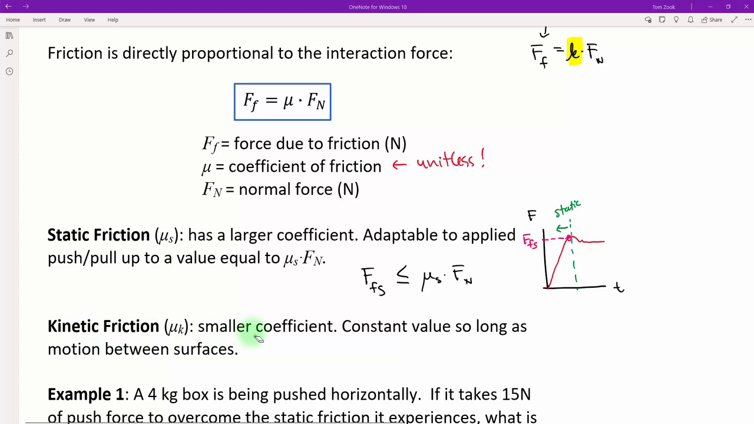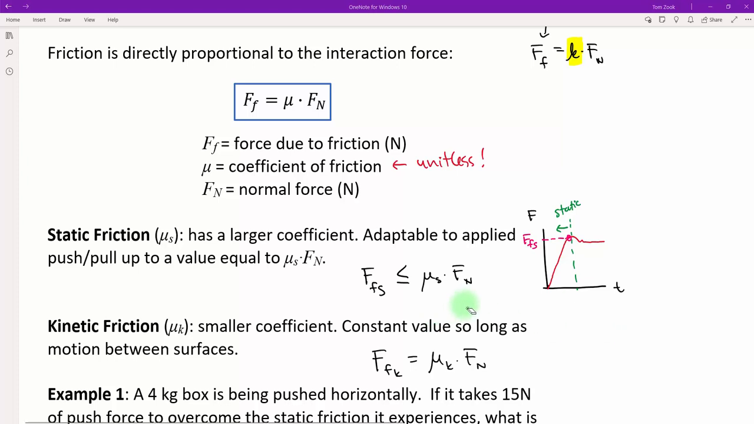And this mu value is smaller. It has to be smaller. You're not giving a chance for the particles to settle. And it's a constant. So once you're in motion, this should stay relatively constant as long as the surfaces don't alter. So instead of saying that the friction force, like in static, is less than or equal to that value, like it builds up to a point and then snaps, the kinetic friction is always going to be the same. We would say that F sub f k is just equal to mu k times the normal force.